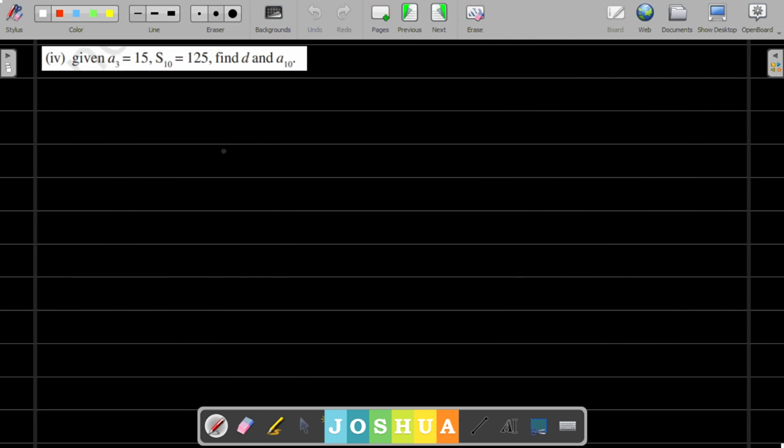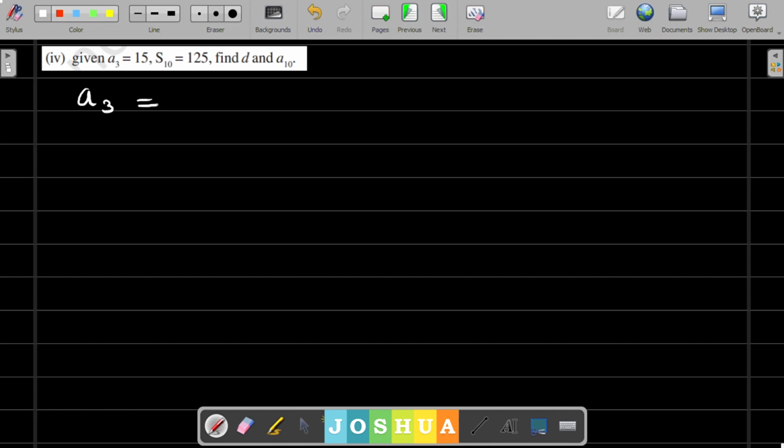The fourth question is a3 equal to 15 and s10 is 125. We have to find d and a10. Okay, so how to find d? If you know a, we can find it. That is not possible now because a is not given, and a10 we have to find, s10 is given. So first write what values are available here.